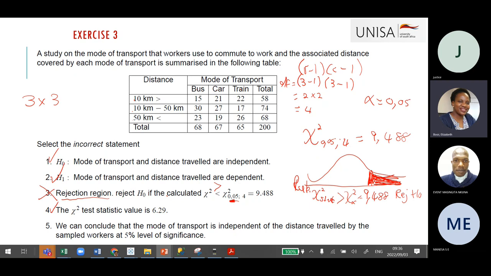And step number five, it says we can conclude that the mode of transport is independent of the distance traveled by those sampled. Our test statistic, this is very confusing. That is why I am very confused with the way they ask this question. Looking at our test statistic, we did find it to be 6.29, right? So it will fall in the do not reject. If we're not rejecting, therefore we're saying it is independent. So that will be the incorrect one, because it should be greater than. And we are concluding that we are not rejecting the null hypothesis. Therefore, this will also be correct, because we can conclude they are independent of one another. That's it.